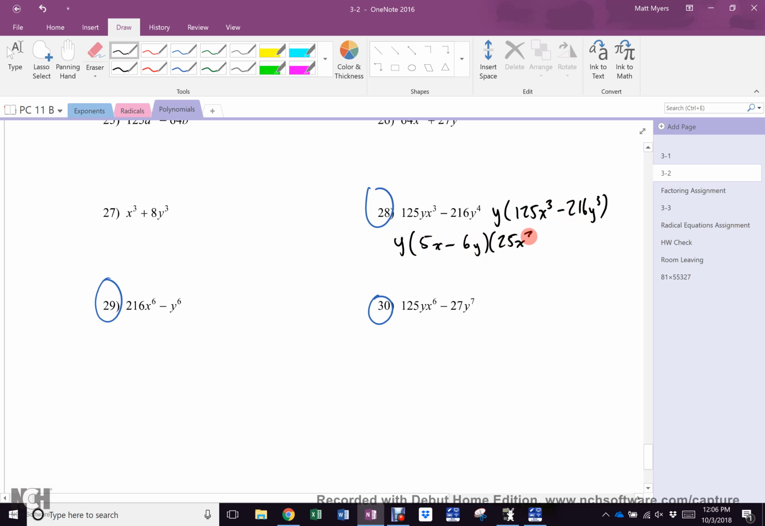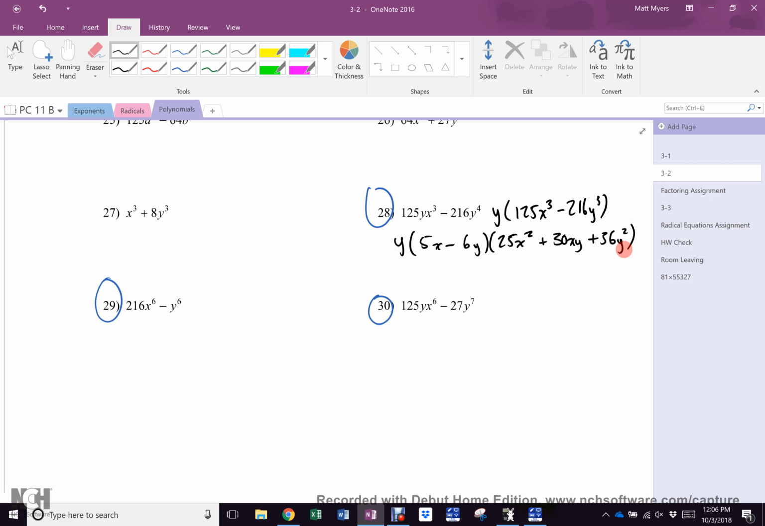25x squared plus 30xy plus 36y squared. Yeah? And 29?